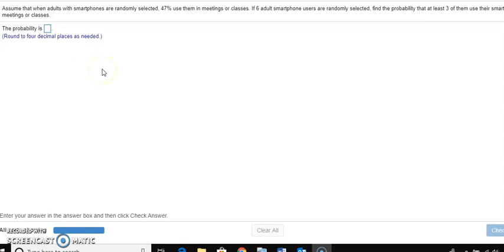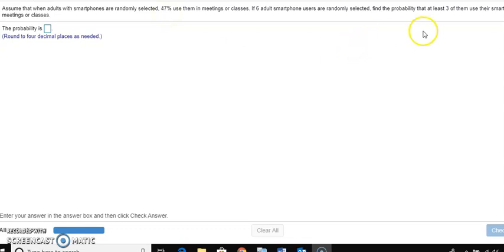For this one, it's a binomial distribution. So the first thing I always identify is n, how many trials, and that's 6. The 2 outcomes: they use their smartphones in meetings or classes would be a success. Failure would be they do not. P is the probability that they use their smartphones in class, and that'd be 0.47.